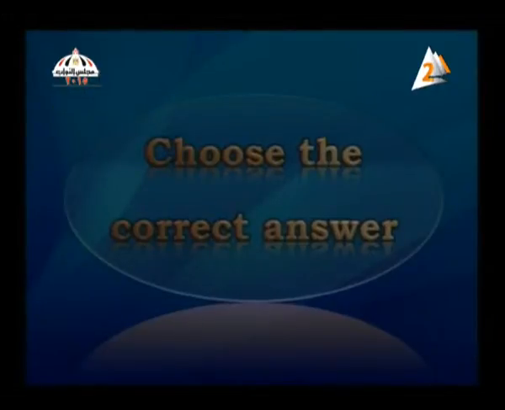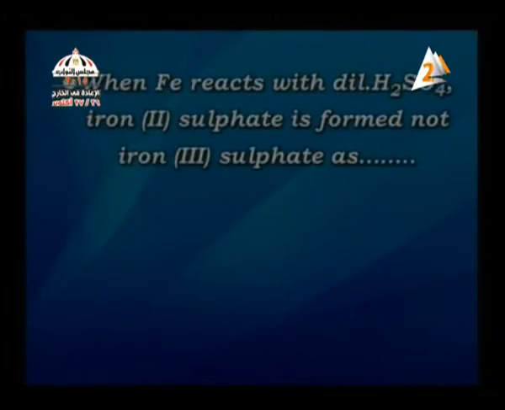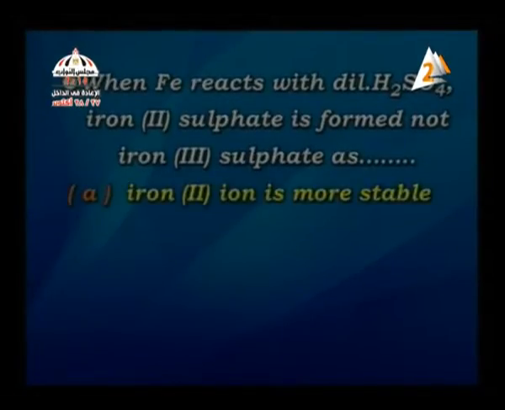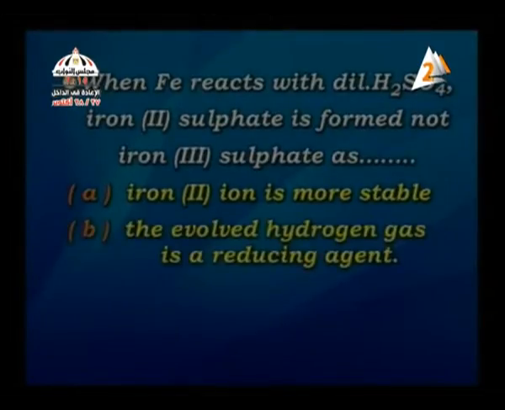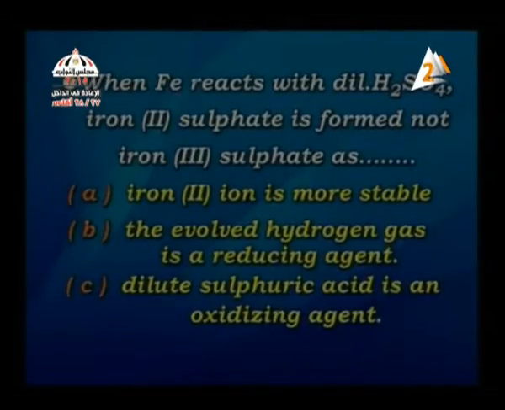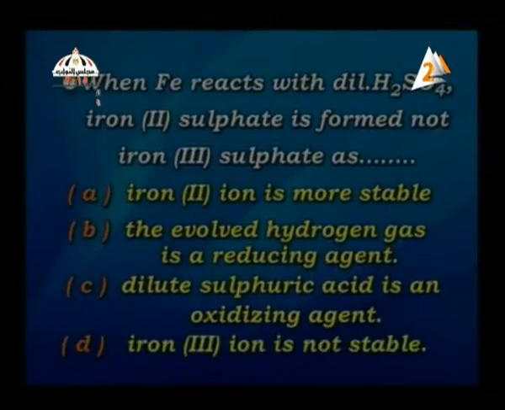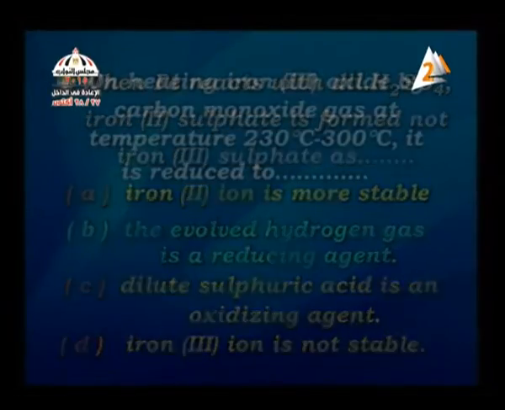Next type of question is choose the correct answer. When iron reacts with dilute sulfuric acid, iron 2 sulfate is formed, not iron 3 sulfate. As what? Is it iron 2 ion is more stable, or the evolved hydrogen gas is a reducing agent, or the dilute sulfuric acid is an oxidizing agent, or iron 3 ion is not stable? If you think about it, my dear student, you will find the answer. It will be the evolved hydrogen gas is a reducing agent.